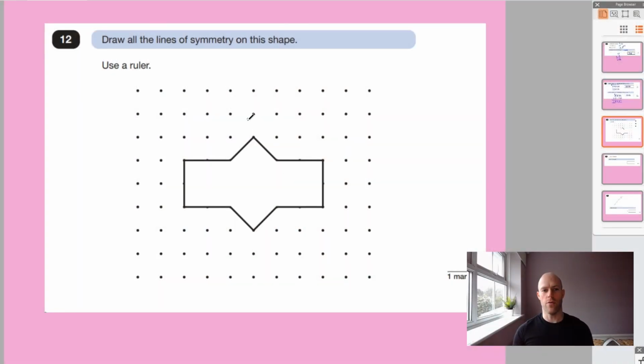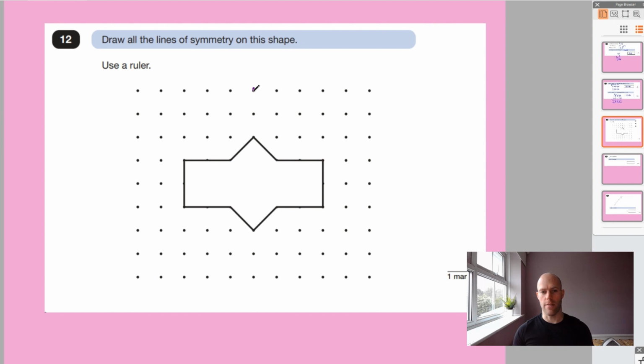Okay, we are back talking about the 2023 reasoning paper for maths for SATs. I can't believe that in the last video we only got up to question 12, but here we are. So let's crack straight into it. Question number 12, draw all lines of symmetry on this shape.